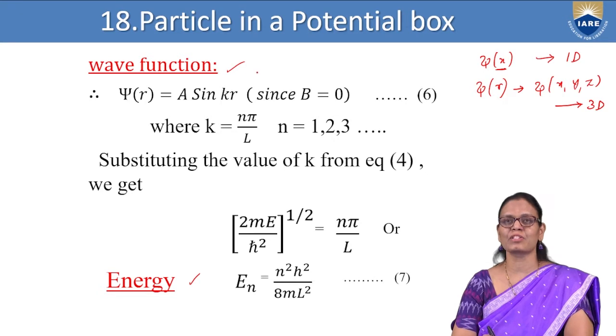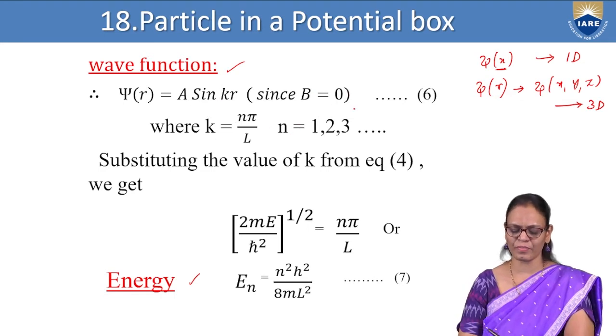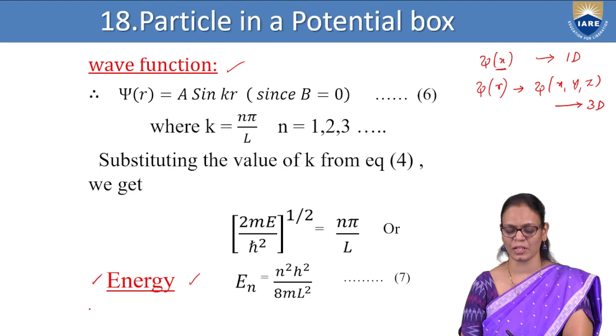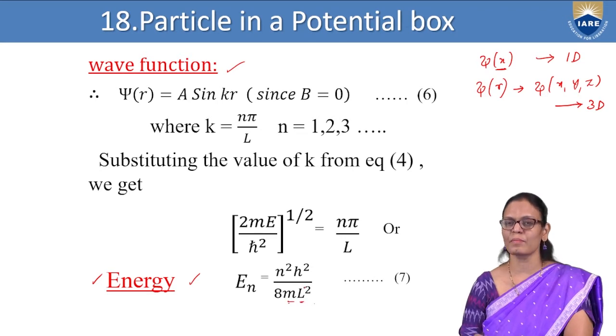So in 3 dimensions, it is represented as psi of r, which is equal to A sine kr, and we know all the values. And from here, we have derived the expression for energy. E is equal to n square h square upon 8 m L square. n is the order or the level, h is the Planck's constant, m is the mass, and L is the length or the width of the box.